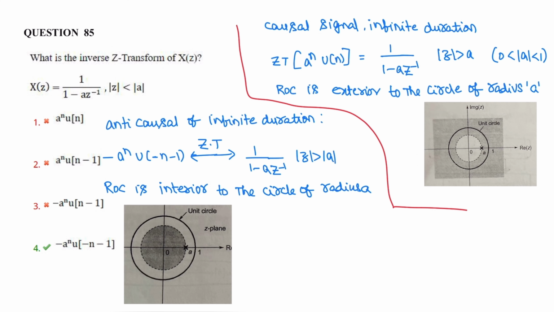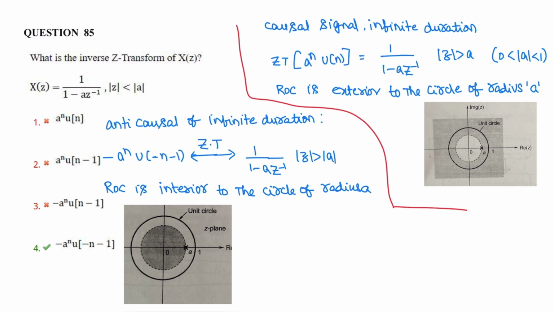Next question. What is the inverse Z transform of X of z? Suppose the signal is a causal signal of infinite duration, then the Z transform of a power n u of n is 1 by 1 minus a z inverse. Similarly, for an anti-causal signal of infinite duration, minus a power n u of minus n minus 1, the transform is 1 by 1 minus a z inverse for mod z less than a.